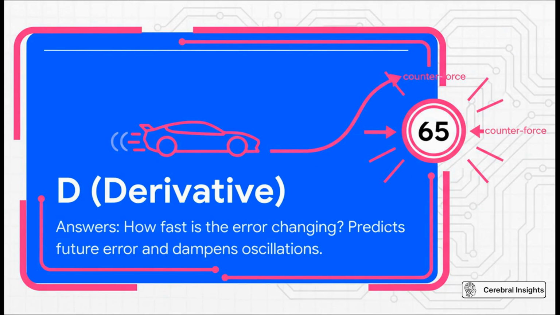And last but not least, we have D for derivative. This is the predictive part, the component that looks into the future. It asks, how fast is the error changing? So as your car is accelerating and getting close to that target speed of 65, the derivative component sees that the gap is closing very, very quickly. It anticipates that if it keeps the accelerator floored, it's going to blow right past the target. So it acts preemptively, easing off the gas just a bit to make sure you have a nice smooth landing right at your goal without overshooting.